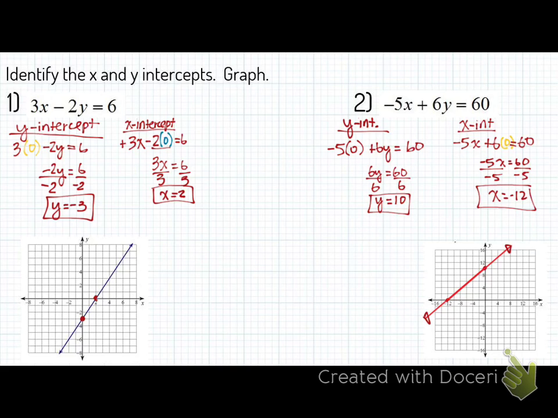Put arrows at the end and I'm done. And that's how you do number 2. Does that make sense? Okay, so the goal is to identify the x and y axis by calculating it and graphing it.